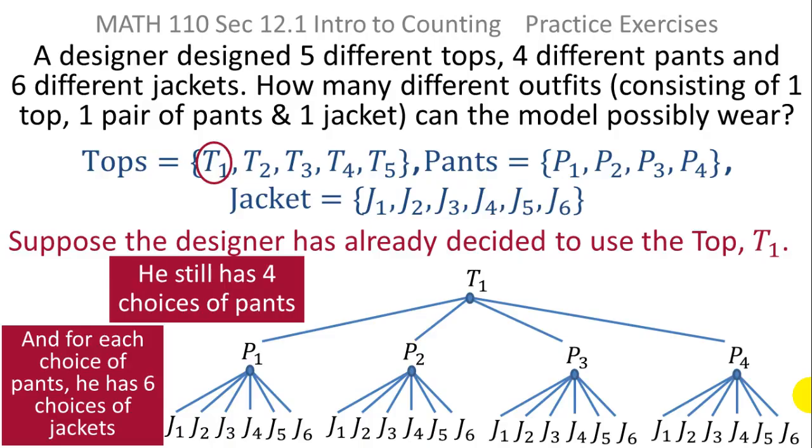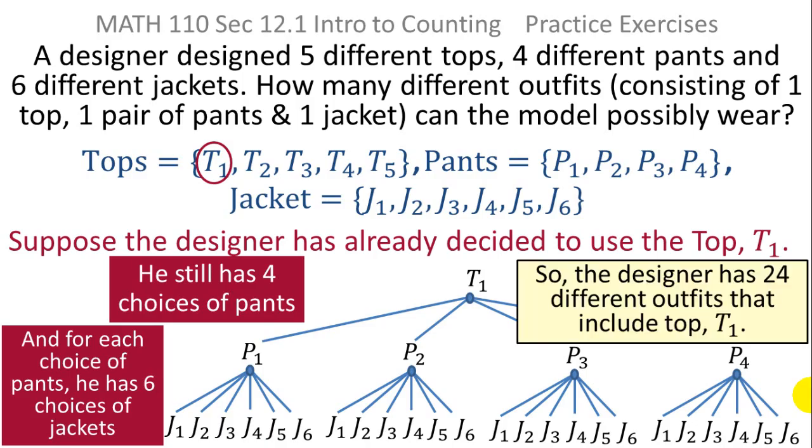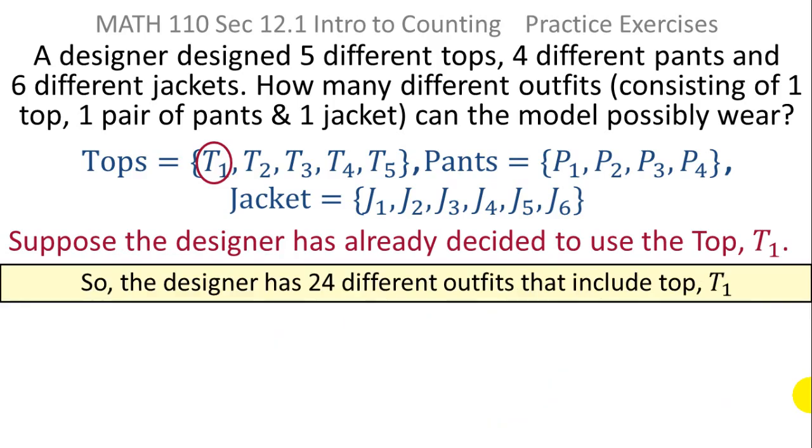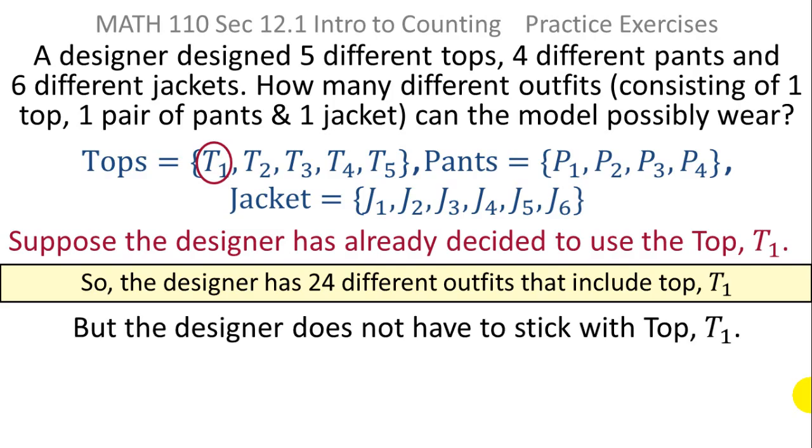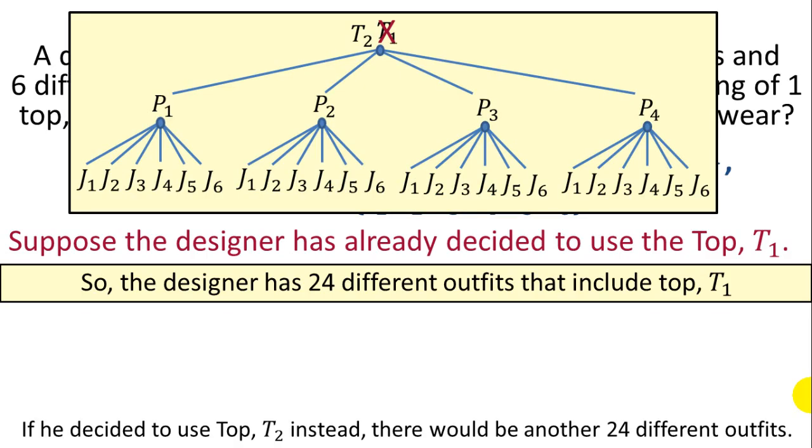But this is only assuming that the designer went with top 1. There are 24 of those. 6 times 4 is 24. But there's nothing to say that the designer has to choose top 1. So 24 is just the number of choices the designer has, assuming he goes with top 1. But because he could choose top 2 or top 3 or 4 or 5, then you have to consider those possibilities.